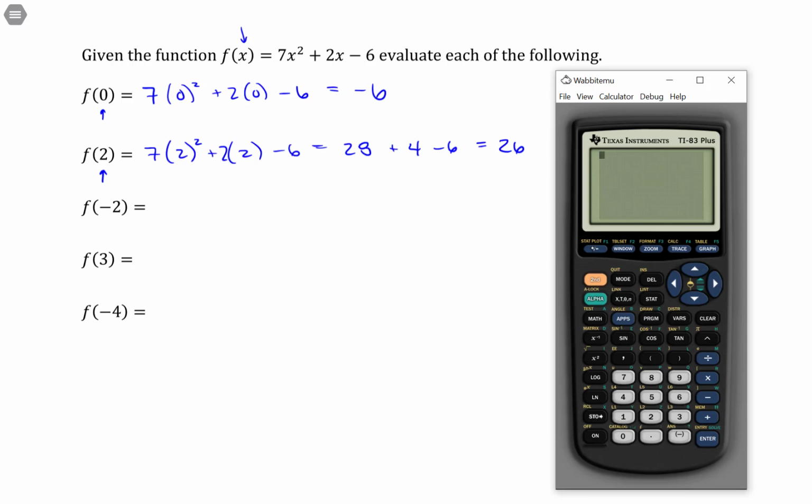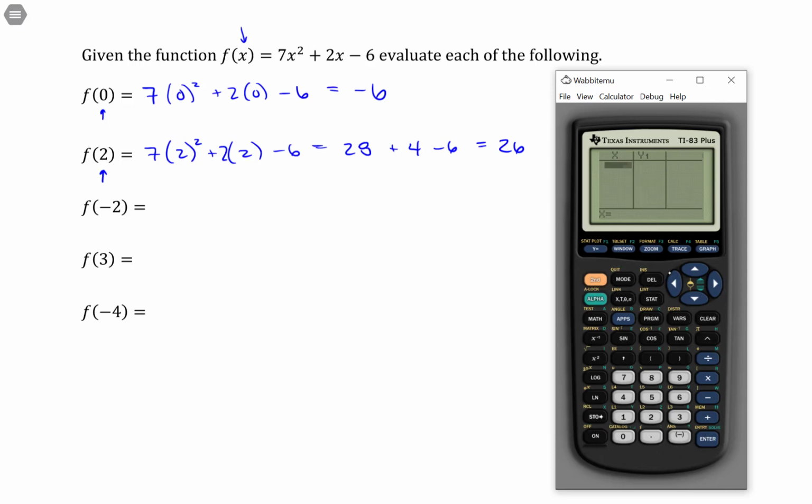It's similar to graphing. What you do is you put your function in for y. So you do 7x squared plus 2x minus 6. And you make sure your table's set up properly by hitting second and window. And all you're looking for is the independent variable, which is your x variable, to be set to ask. And then hit second and graph, which takes you into the table.